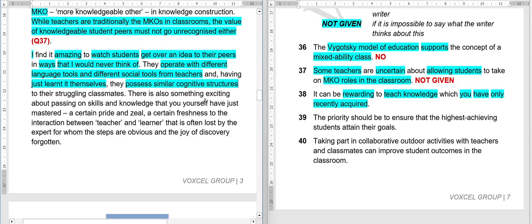There is also something exciting about passing on skills and knowledge that you yourself just mastered. A certain pride and zeal, a certain freshness to the interaction between teacher and learner that is often lost by the expert, for whom the steps are obvious and the joy of discovery forgotten. So now they're talking about how there is something exciting, okay, so there is something rewarding. They are talking about this particular thing.